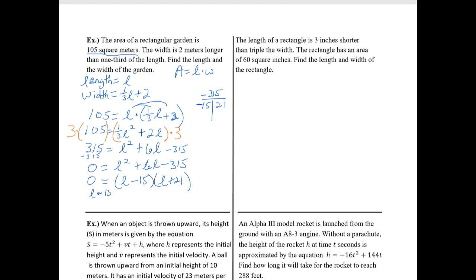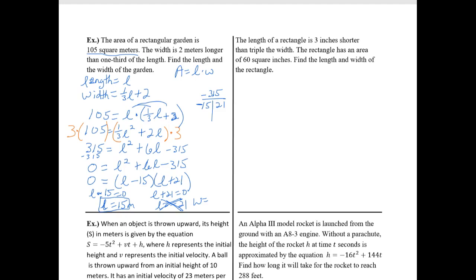Once it's totally factored, then I can set each factor equal to 0. Whoops, L minus 15 equals 0, and L plus 21 equals 0. I'm going to add 15 to both sides, so L could be 15. Subtract 21 from both sides. L could be negative 21. However, I can't have a negative length. It doesn't make sense to have negative 21 meters. That answer doesn't make any sense. So it must be 15 meters. And if I want to find the width, it's 1/3 the length.